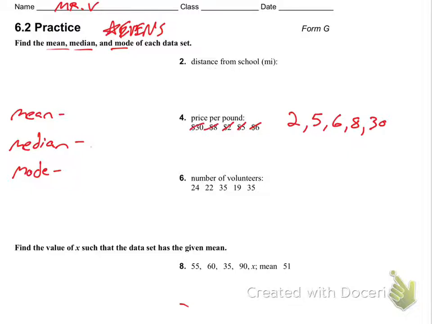2 plus 5 plus 6 plus 8 plus 30 is equal to 51. And then I'm going to divide by 5, and I get 10.2. So my mean is 10.2. My median, just going to cross one off from each side, and that would be 6. And then the mode, there's no repeating numbers, so none.